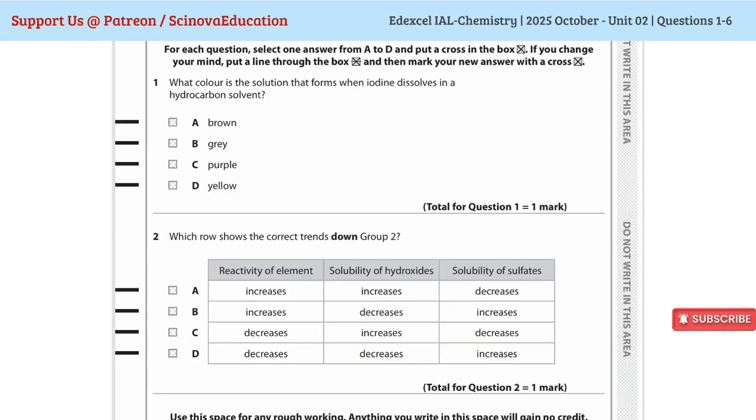So we can expect iodine to show its native, natural color, that is purple. Therefore, the answer is option C.